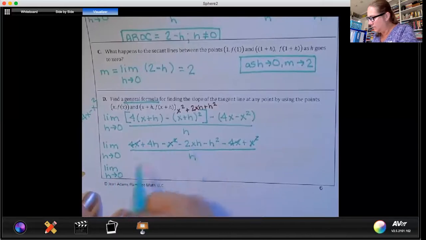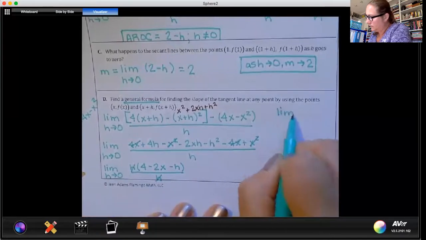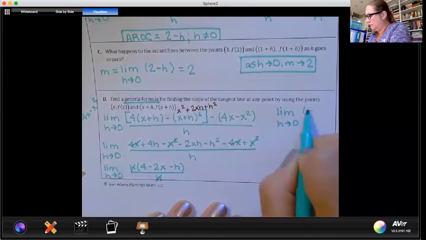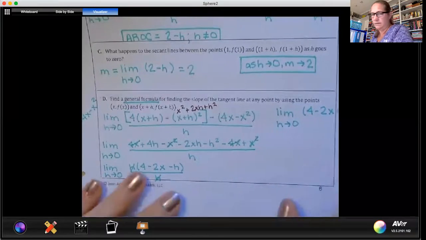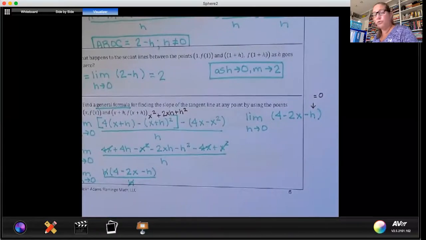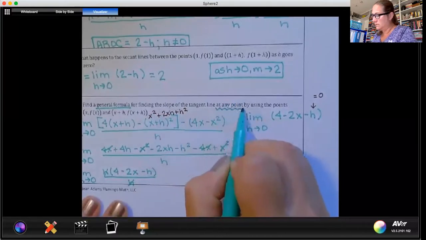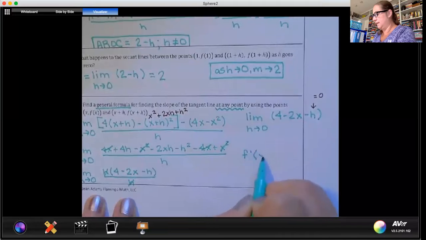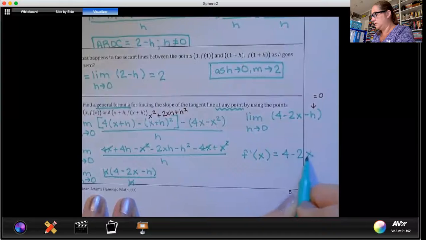Let's go ahead and take that h out. h times 4 minus 2x minus h over h. Very nicely, our h's cancel. The limit as h approaches 0 of 4 minus 2x minus h. Again, remember that h is equal to 0. So the general formula for finding the slope of the tangent line at any point, we'll call it f prime of x, because remember our slope is a derivative. h is 0. Answer, 4 minus 2x.